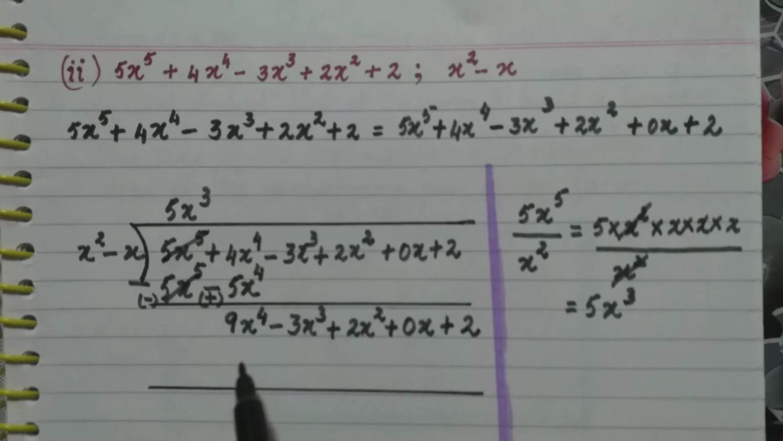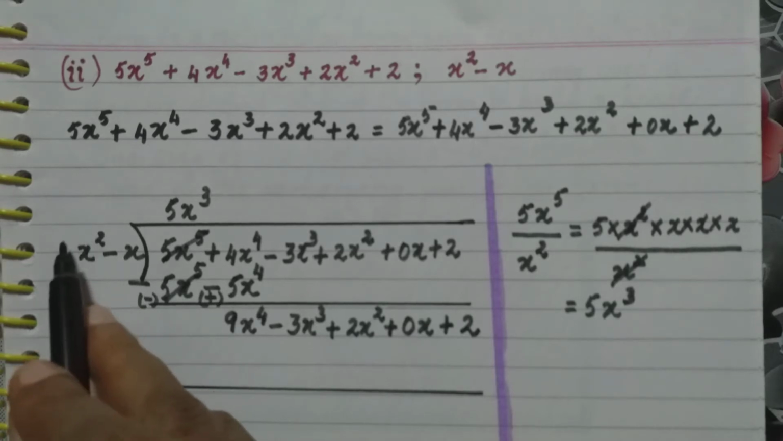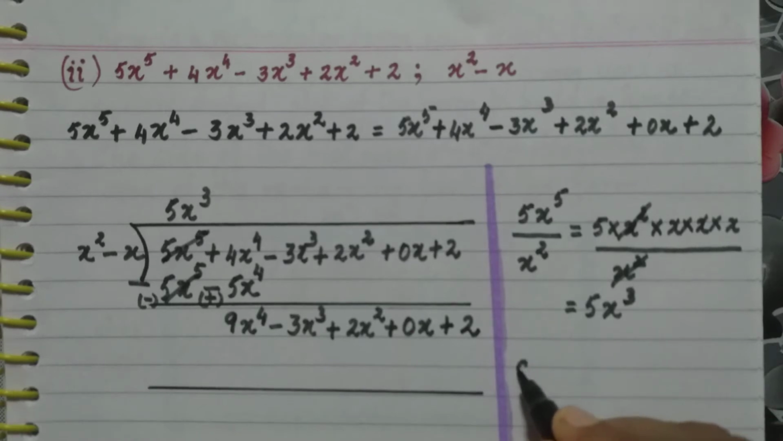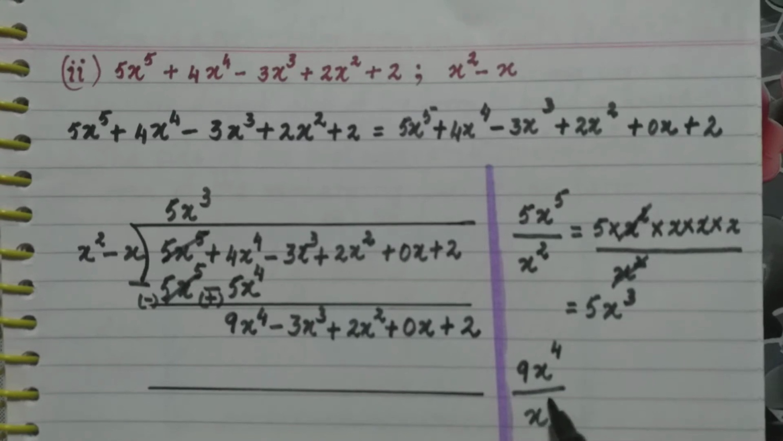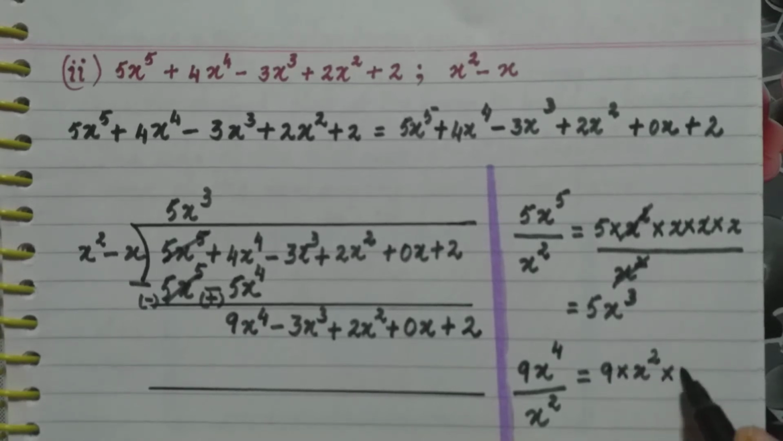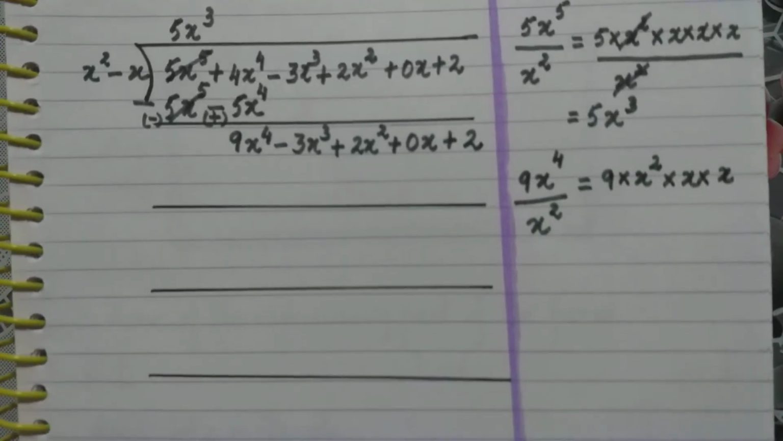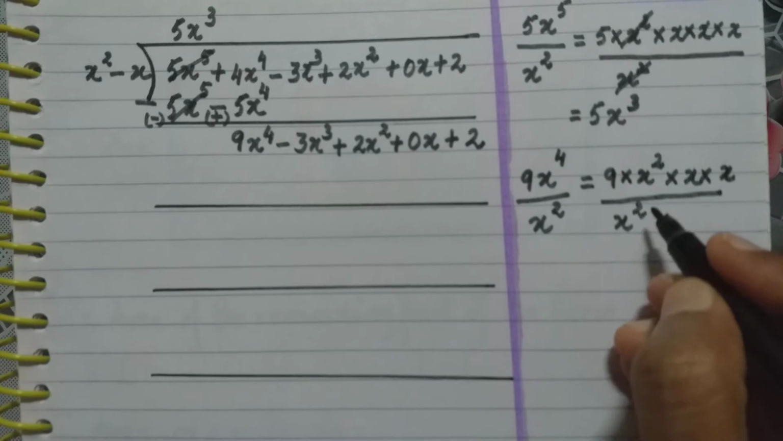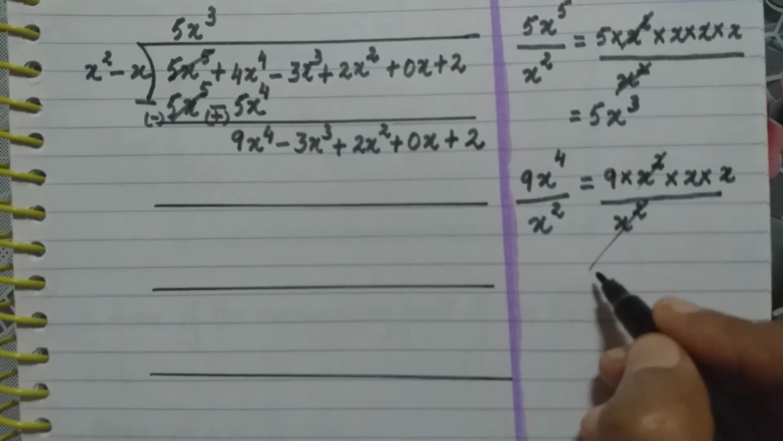Now see the first term of the dividend here. It is 9x raised to 4. So we divide by the first term of the divisor, that is x square. So here 9x raised to 4 upon x square. Now when I write this as multiples, this will be 9 into x square into x into x upon x square. So what happens? X square and x square cancel.